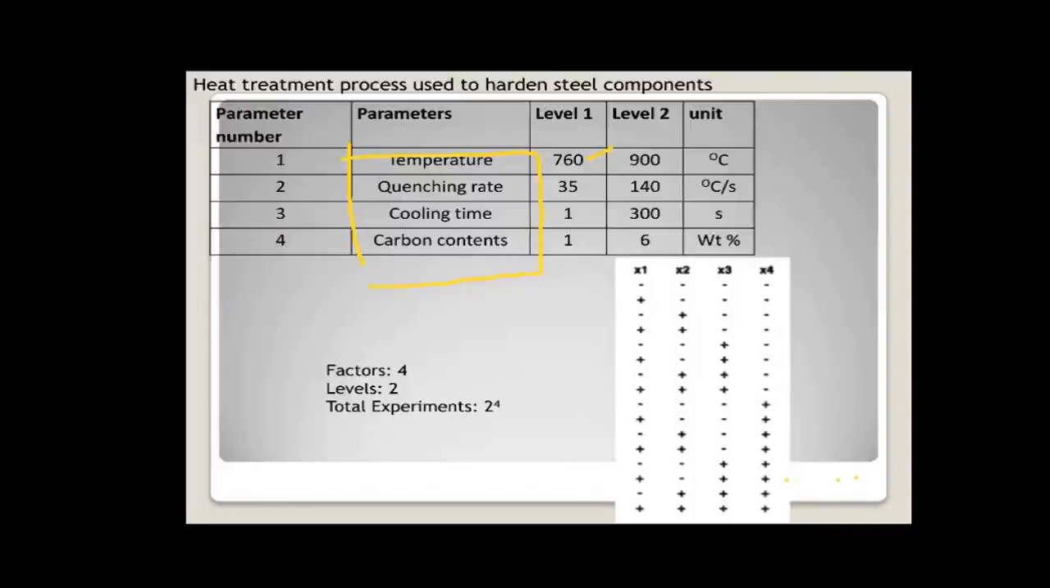Temperature: first level is 760, second is 900. Pinching rate: 35, 140. Cooling time: 1, 300. Carbon content: 1, 6. Now the levels could be anything. The first level here is 760, and the second could be 800.